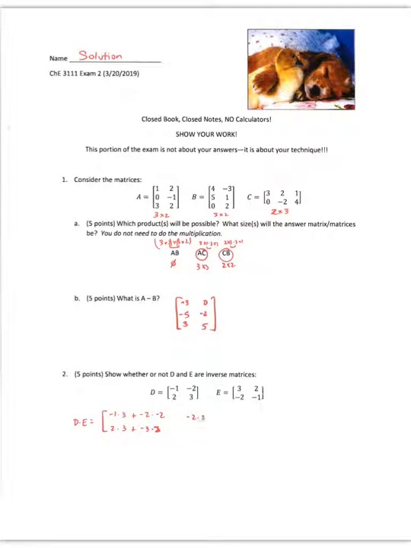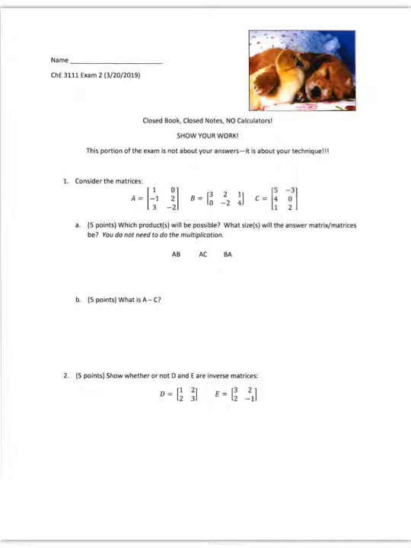Negative 2 times 2 plus 3 times negative 1. And 2 times 2, 3 plus 3 times negative 1. And this is indeed 1, 0, 0, 1. And so, yes, these are inverses.